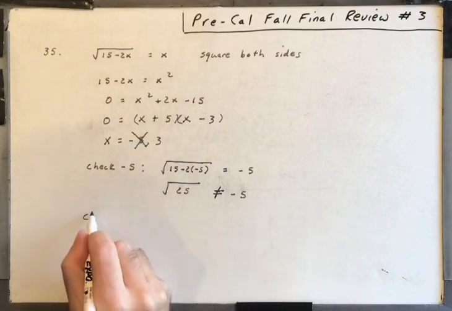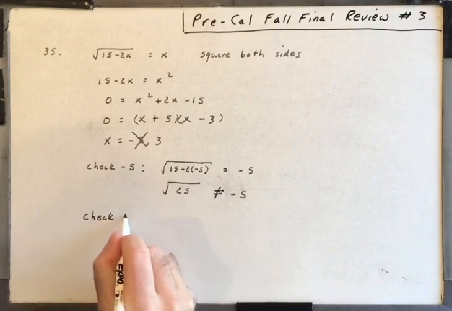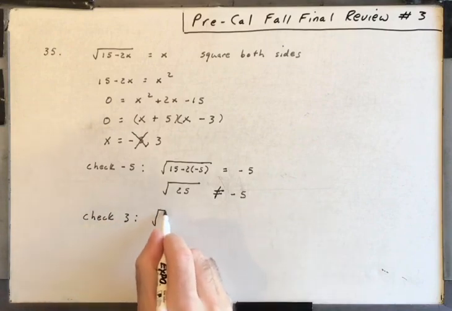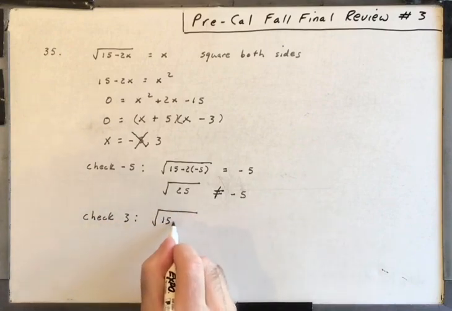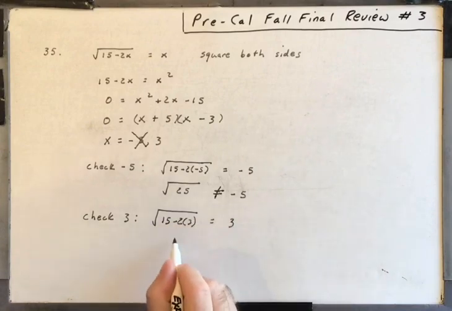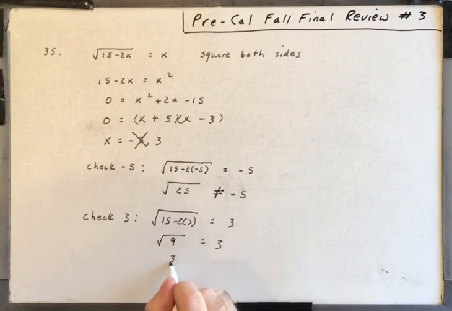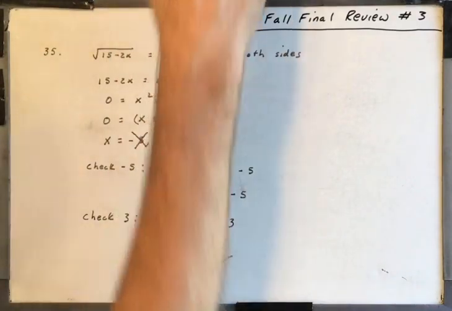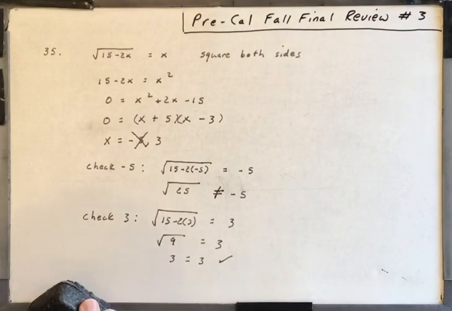Let's check 3. So we have the square root of 15 minus 2 times 3. Is that equal to 3? Well, that's the square root of 9. Does that equal 3? Yes, it does. Check. All right, so that's 35.